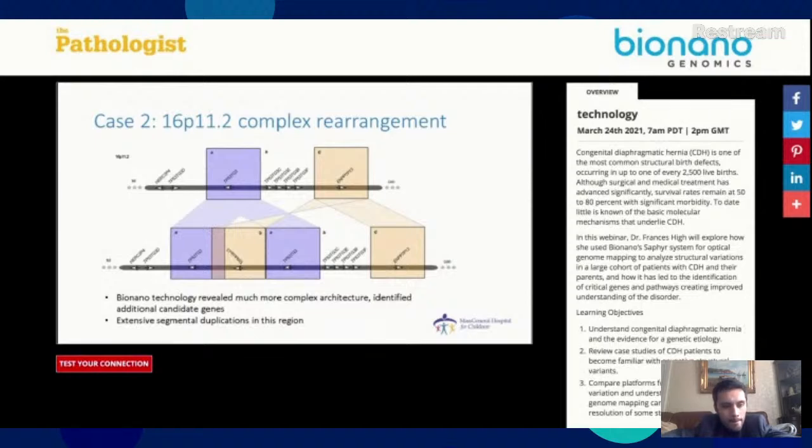So this is just another depiction of this rearrangement, and we were able to identify the genes in this area. So this helped us refine which of the candidate genes in this area we may consider being involved in the pathogenesis of CDH. It's important to note that this is a region of the genome which involves extensive segmental duplications, which is one of the reasons why it's been challenging to study with other technologies, and one of the reasons why Bionano has been helpful for this particular rearrangement.